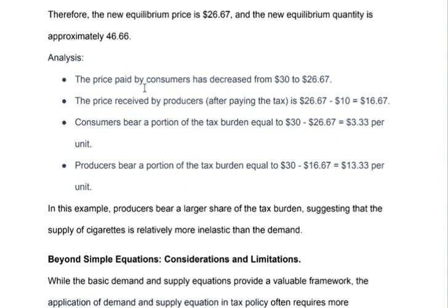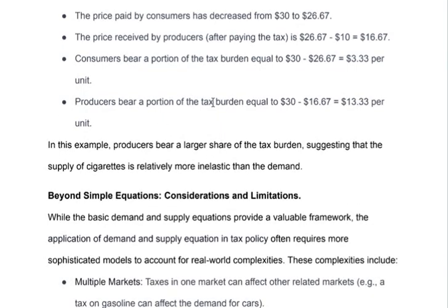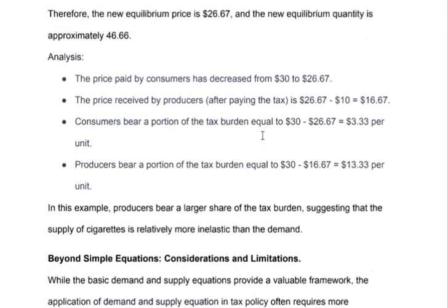Analysis: the price paid by consumers has decreased from $30 to $26.67. The price received by producers is $26.67 minus $10 equals $16.67. Consumers bear a portion of the tax burden equal to $30 minus $26.67 equals $3.33 per unit. Producers bear a portion of the tax burden equal to $30 minus $16.67 equals $13.33 per unit.